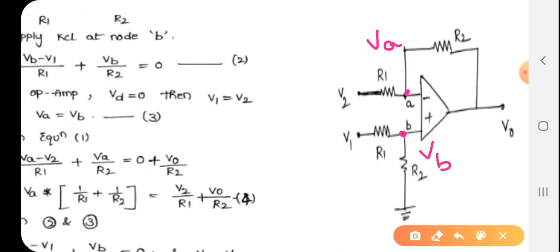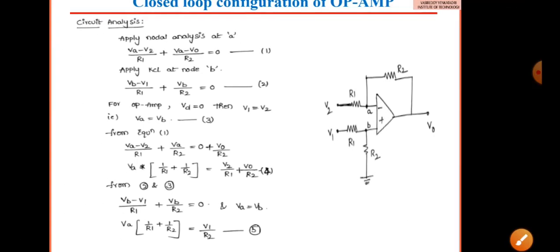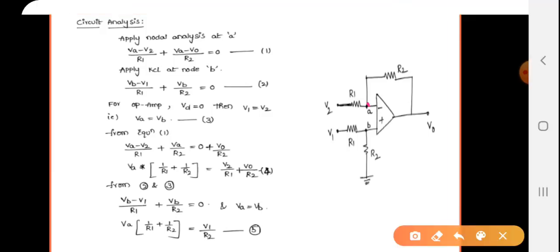Okay, now I am going to apply KCL at these two nodes. First, let us apply KCL at node A. At this point, two branches are connected: one is R1 and the other one is R2. So I am applying KCL.